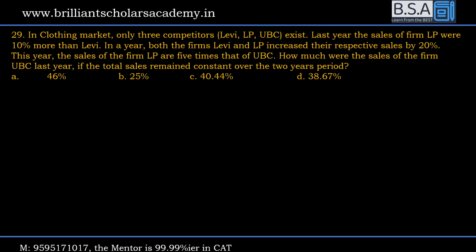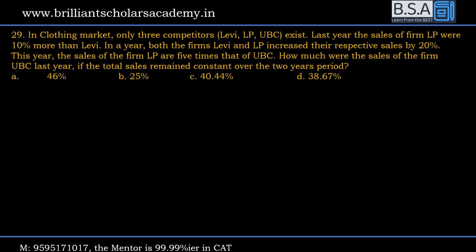Be very careful. There are too many changes happening between three terms or three variables. In the clothing market, there are three competitors: Levi, LP, and UBC. Last year, sales of the LP were 10% more than Levi. I do not know what the sale of UBC was last year.